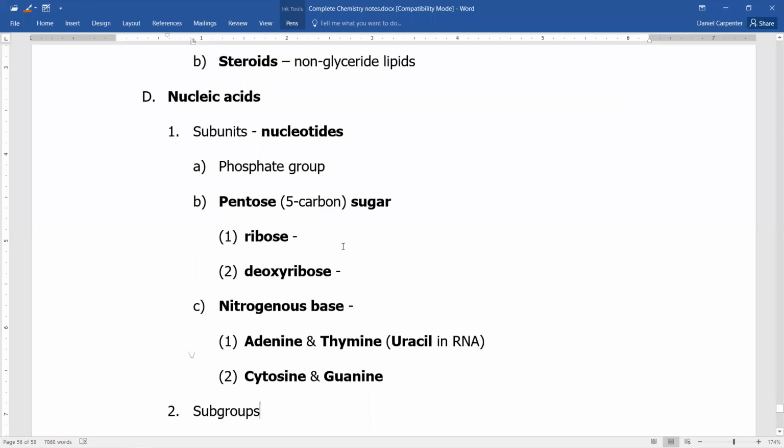Adenine and thymine always have to go with each other. When they're together, they have to go with each other, except in RNA, then adenine would go with uracil. Cytosine always has to go with guanine when they're together. Cytosine can't go with thymine, adenine, or uracil, and so on.